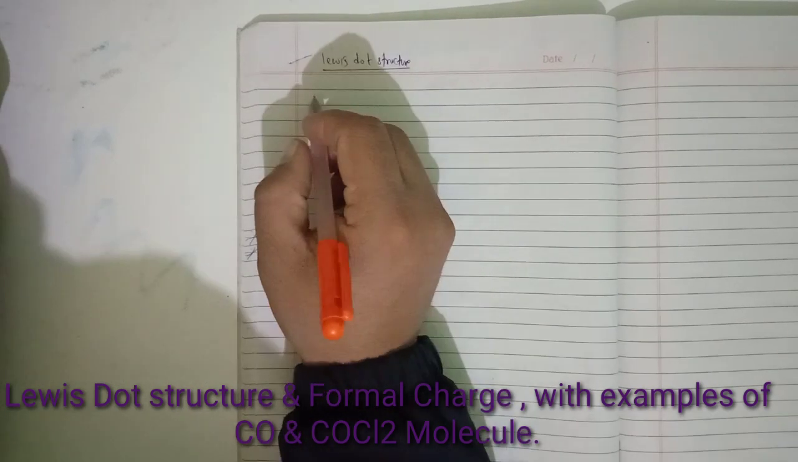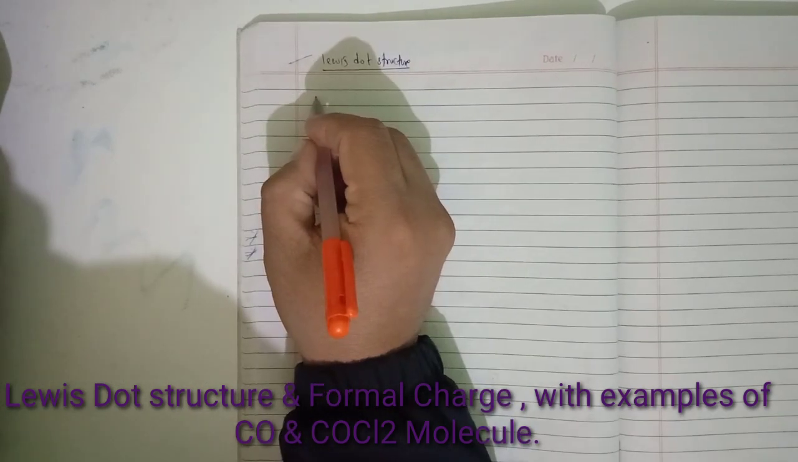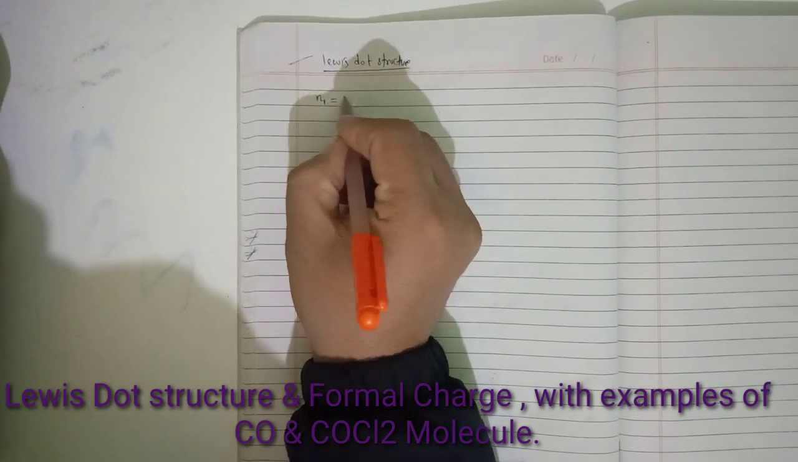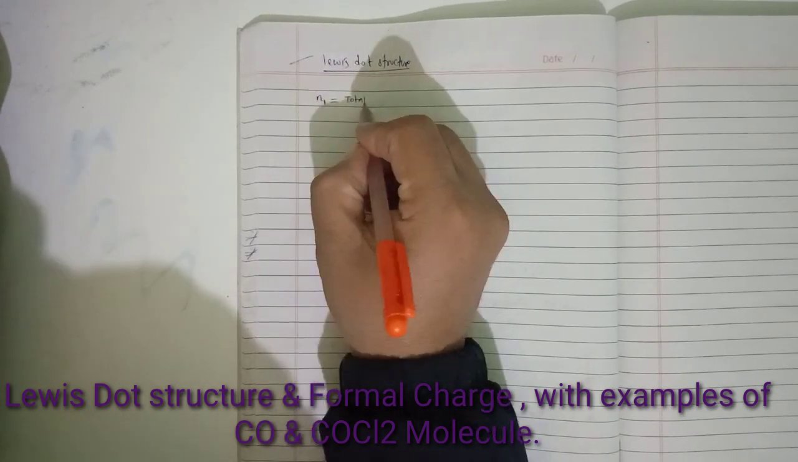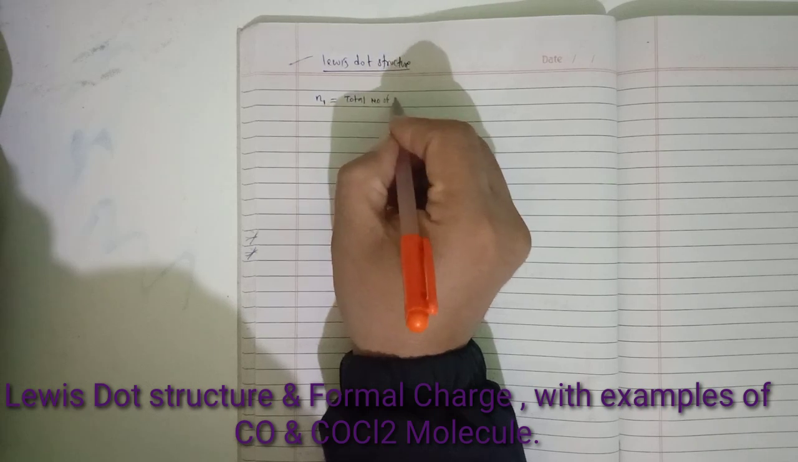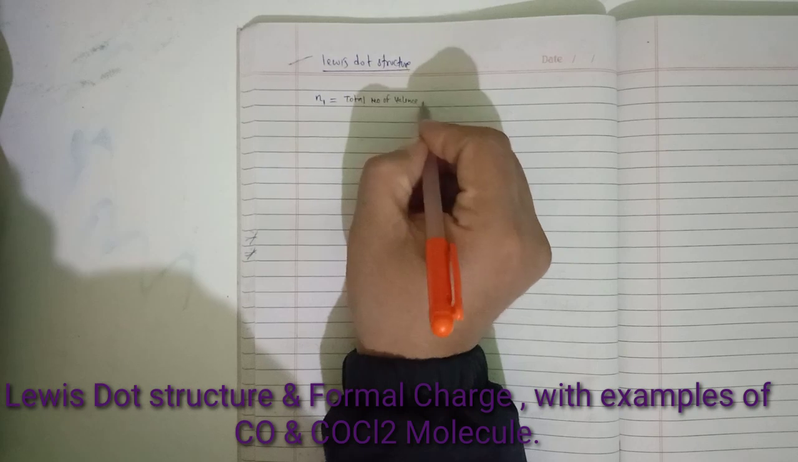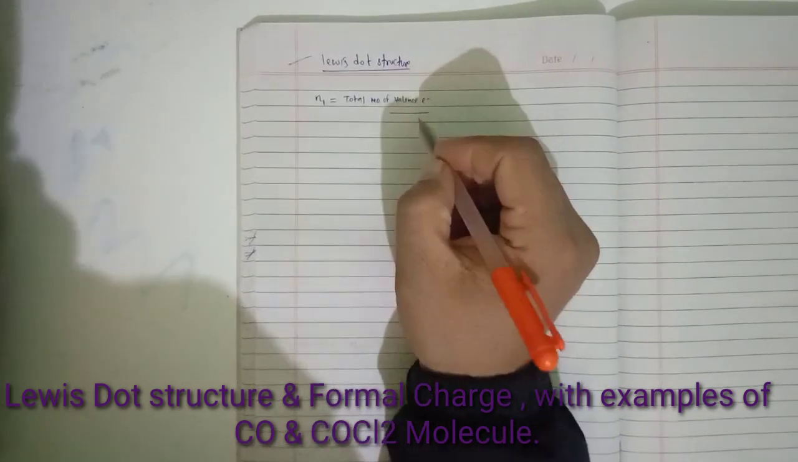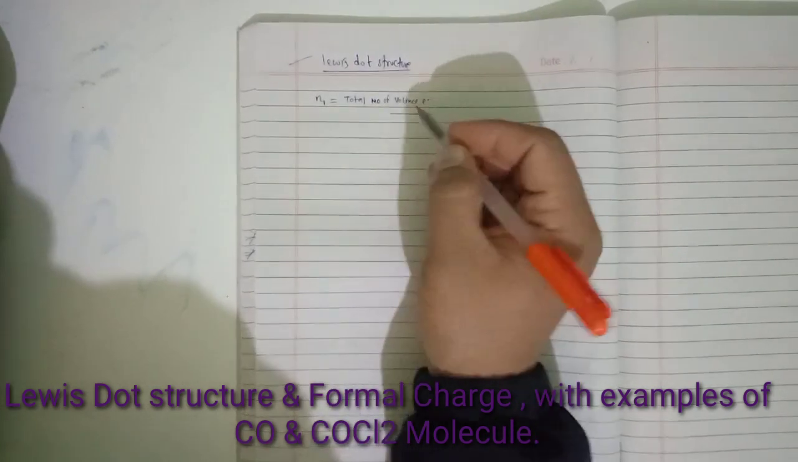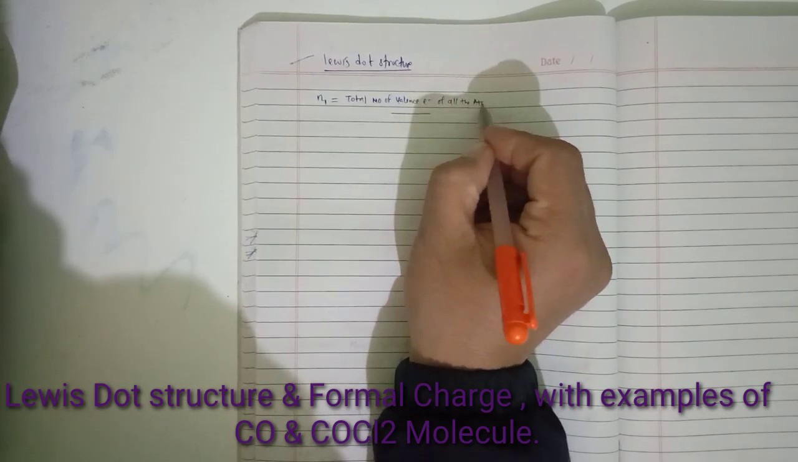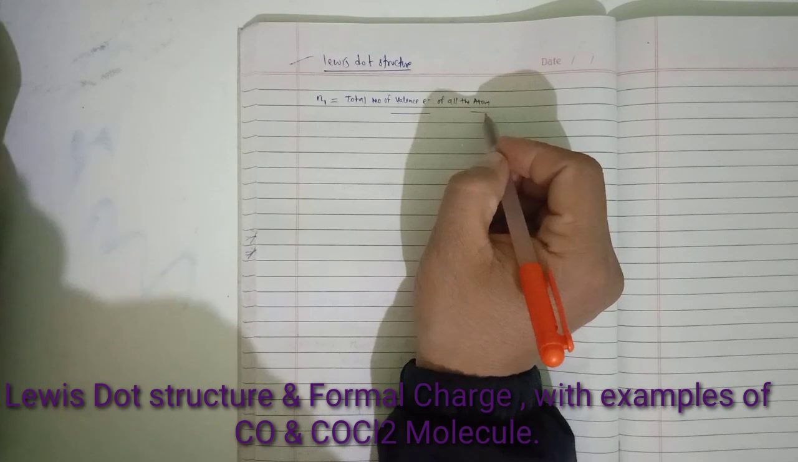So here we will take N1. This N1 indicates the total number of valence electrons. It indicates the total number of valence electrons of all the atoms which are present in the molecule.